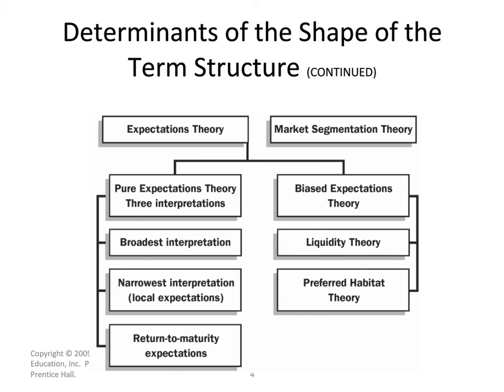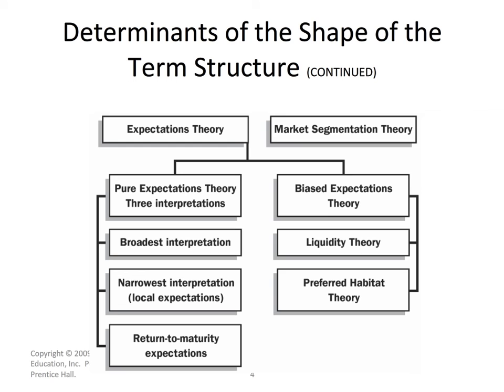There are various theories that attempt to explain the shape of the term structure of interest rates. Here you see those listed, and you can read those in the book. What they're in general trying to do is explain why we usually see a positive yield curve, an expectation of increasing yields and increasing interest rates in the future, when in fact we know that interest rates aren't always increasing.